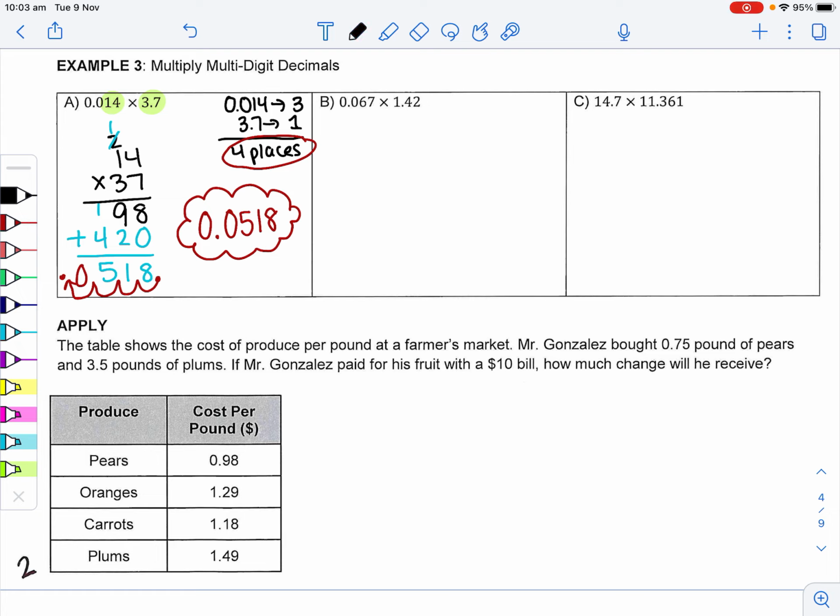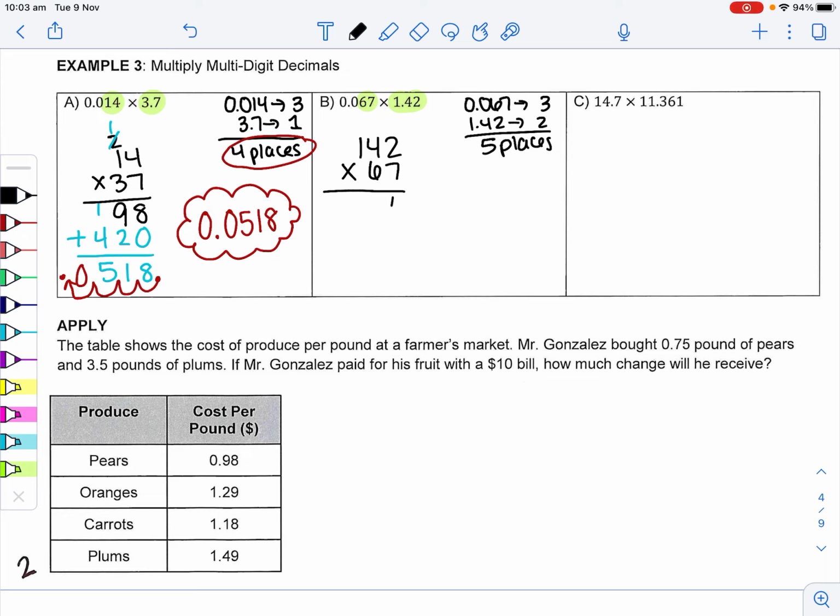So in part B, I've got 0.067. That's going to be 3 decimal places. And then 1.42 is going to be 2 decimal places. So I've got 5 places all together. And now I can multiply the numbers. 67 times 142. In this one, I'm going to put the 142 on top, just because I like to see more digits on the top versus on the bottom.